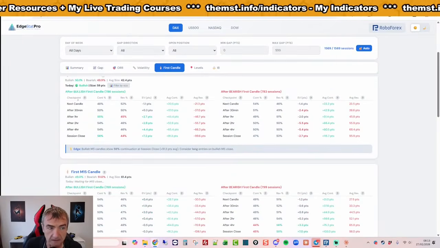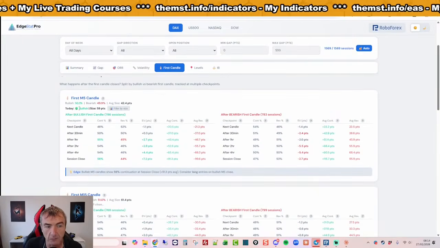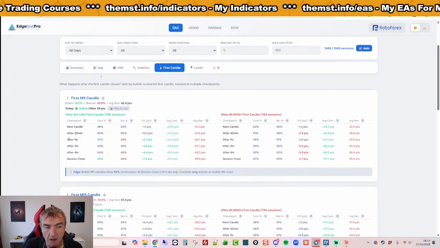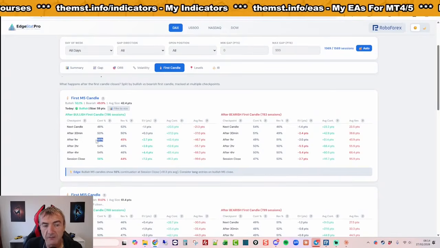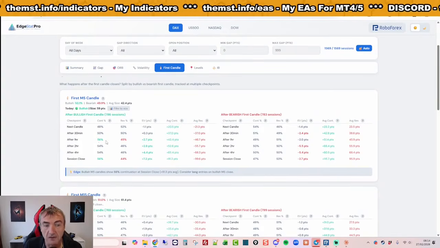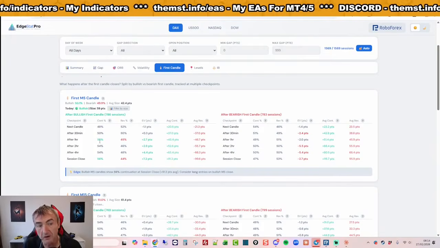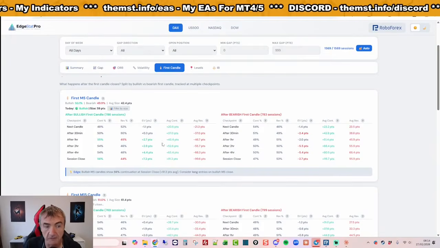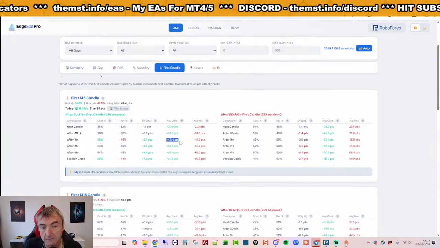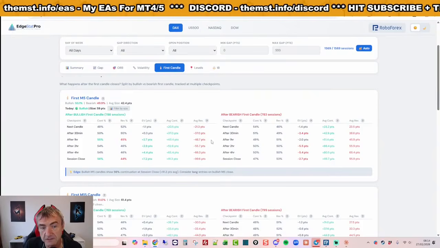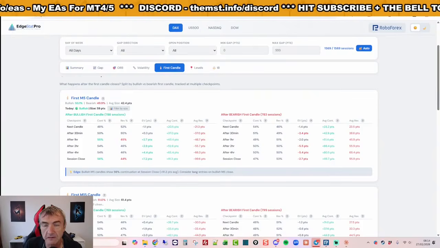So if the first 5-minute candle, for example, is bullish, after 1 hour, 55% of the last 5 years, we have ended up in the same direction as we opened with the first 5 minutes, with a 43-point advantage. But it drew down by 46 points. So it gives you all of this information.